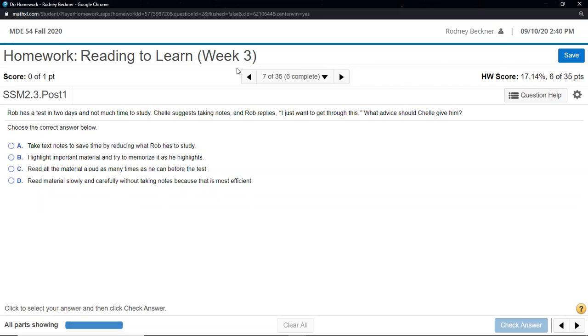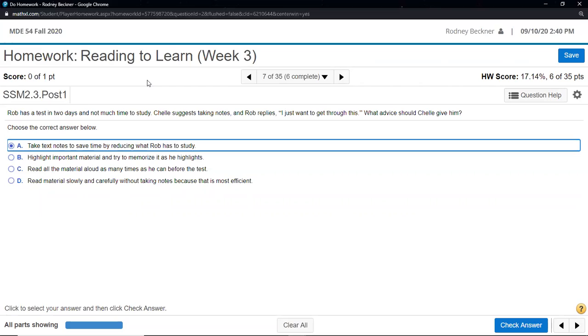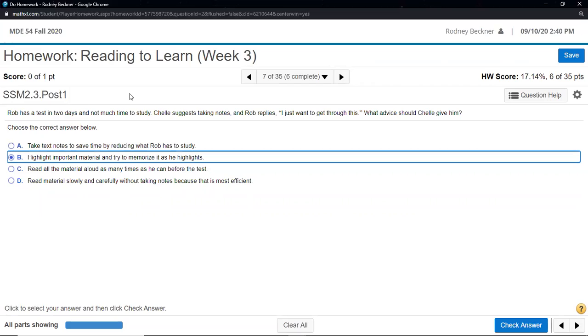Taking notes to save time by reducing what Rob has to study. Maybe those notes will help him so he's not flipping through 50 or 100 pages of a textbook, just 3 pages of notes. It seems like good, solid advice. Highlight important material and try to memorize it as he highlights. That also seems like a good suggestion, but is it too late to be doing that step of things?